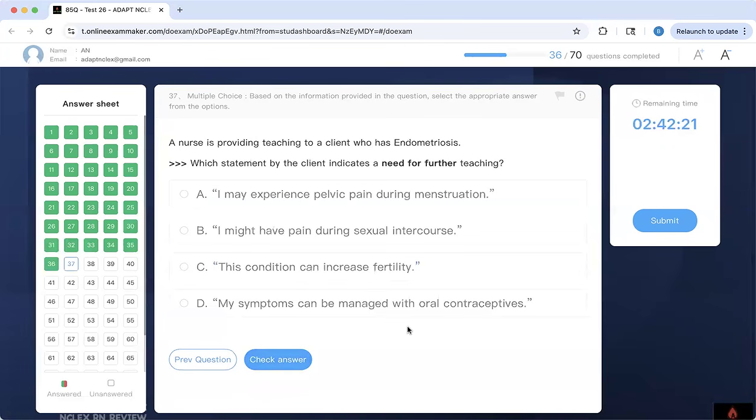And this is providing teaching to a client who has endometriosis. Which statement by the client indicates the need for further teaching? That means they don't know what endometriosis is. I may experience pelvic pain during what? Menstruation. I might have pain during what? Sexual intercourse. This condition can cause increased fertility. My symptoms may be managed with oral contraception.